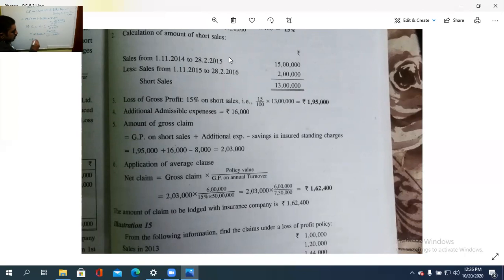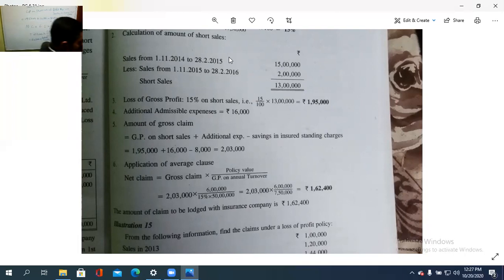So how much it is? 2,03,000 into 6 lakh divided by 7 lakh 50 thousand. So 4 zeros gone, 4 zeros gone. So 60 by 75 into 2,03,000. So 15 into 4 divided by 15 into 5. 4 by 5 into 2,03,000. So finally the answer is rupees 1,62,400. This is the final answer with regard to this.